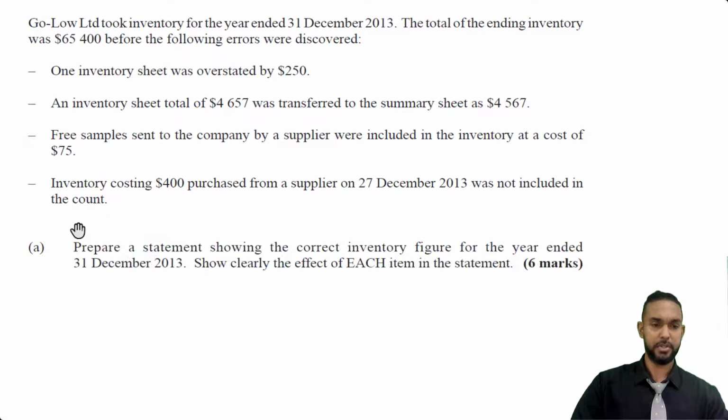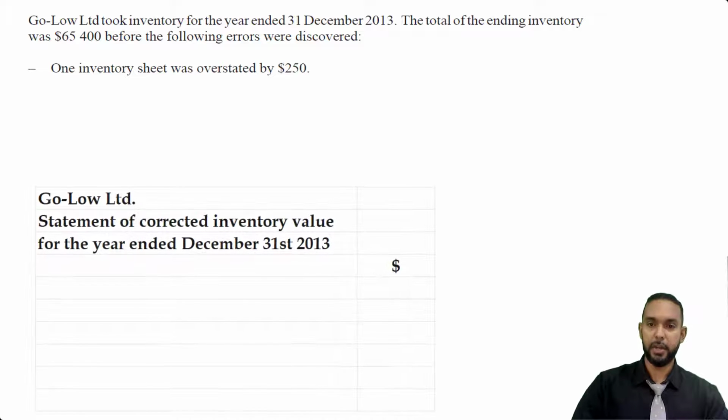Now, what do they want us to do? It says, prepare a statement showing the correct inventory figure for the year ended 31st December 2013. Show clearly the effect of each item in the statement. That's worth 6 marks. Okay, so let's take a look at what we have across here.